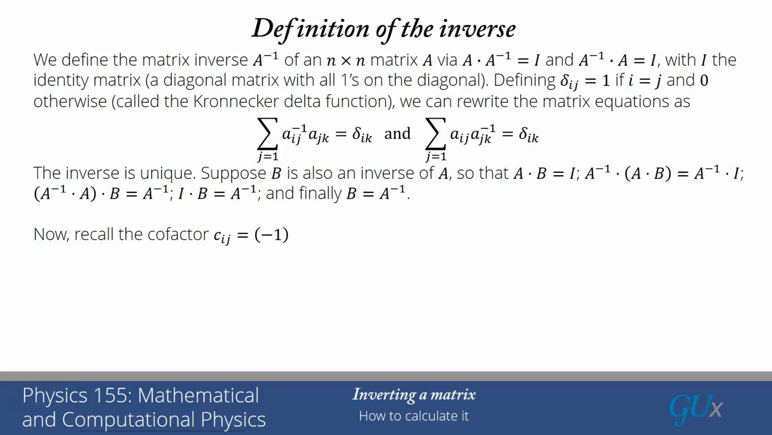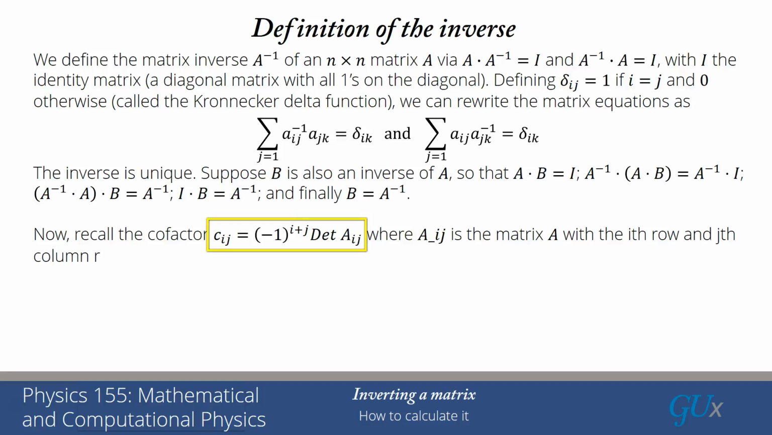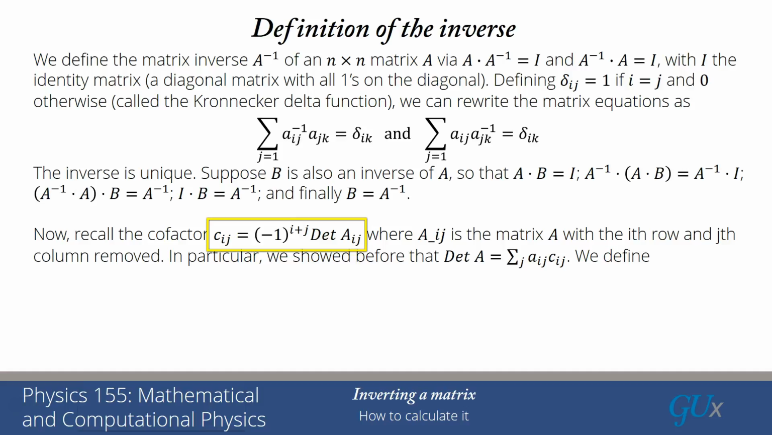All right, let's now recall what a cofactor is. It was minus 1 to the i plus j of the determinant of what I'll call A sub ij, where A sub ij is the matrix A with the ith row and the jth column removed. And in particular, we showed that you could expand the determinant in terms of these cofactors. One of the formulas we found was that the determinant of A was the sum j equals 1 to n of aij cij, with cij being this cofactor.